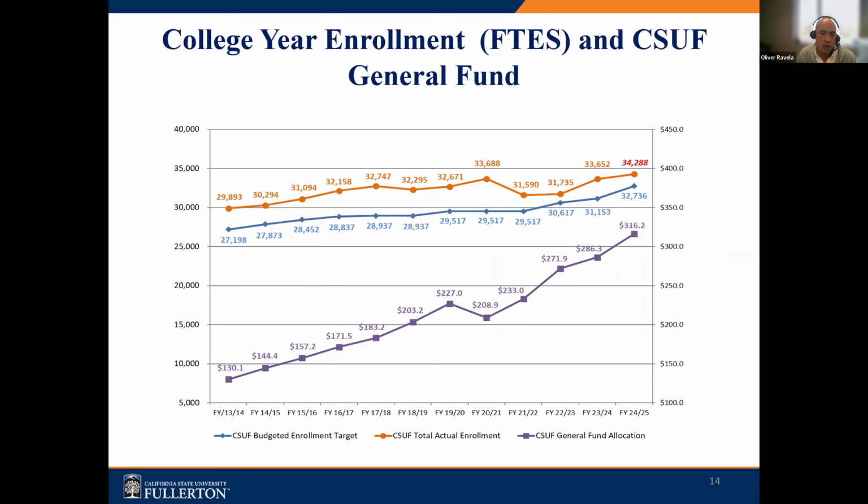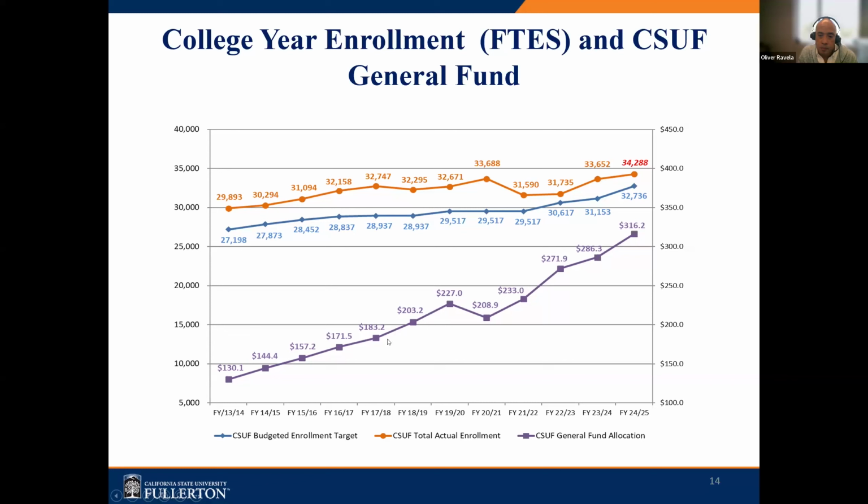So this display is a comparison of enrollment at CSUF as compared to the allocation of general fund. The blue line here in the middle is the resident enrollment target assigned to Cal State Fullerton, and the orange line represents CSUF total actual enrollment. So we have historically shown robust subscription and are consistently enrolled over target.